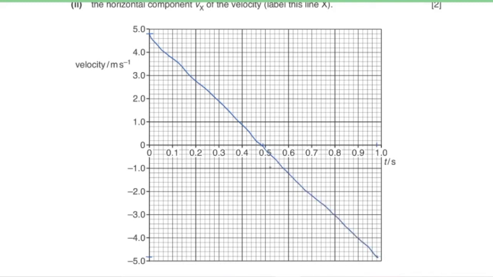and the gradients of both these graphs should be equal, as the gradient of a velocity versus time graph gives you acceleration, and acceleration is constant for both, but they are in opposite directions. I'll label this line as y.